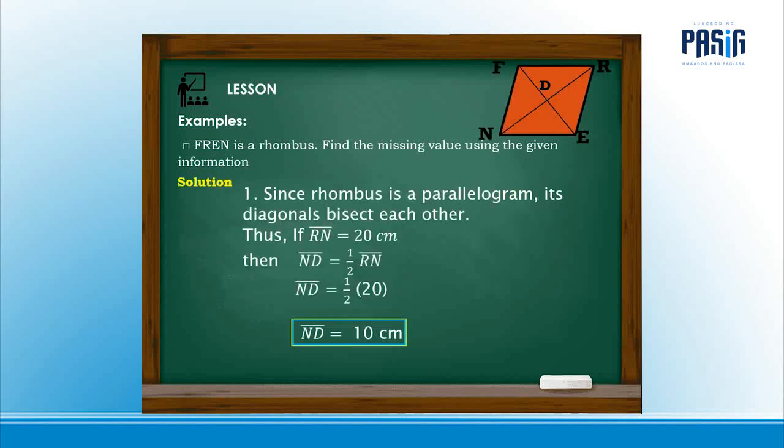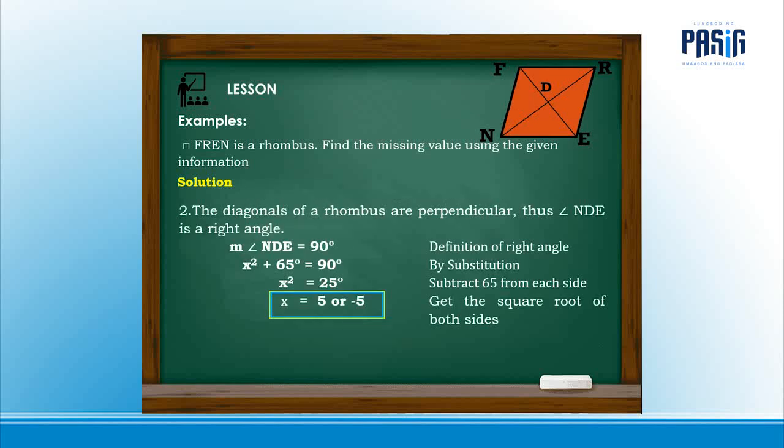Let us have the solution for side ND. Since rhombus is a parallelogram, its diagonals bisect each other. Thus, if diagonal RN is equal to 20 cm, then side ND is equal to 1/2 of diagonal RN. And then, side ND is equal to 1/2 times 20. Therefore, the value of side ND is equal to 10 cm. Now let us find the value of x.